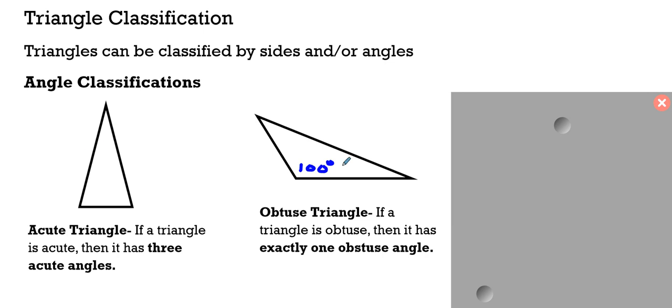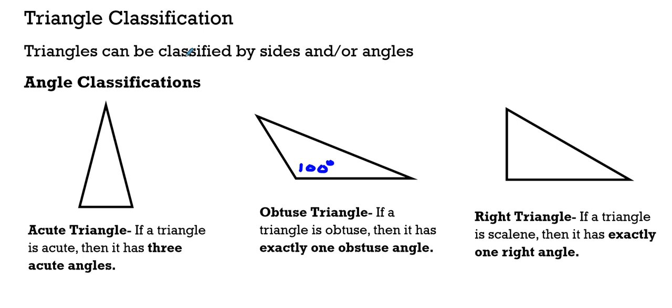If you have acute, and you have obtuse, guess what? You also have right. And this is where we have to be specific. We can't just say it looks like a right angle. We have to be given this information here. That 90-degree box has to be there. But again, it's just like the obtuse angle.